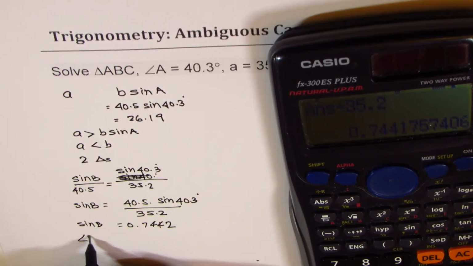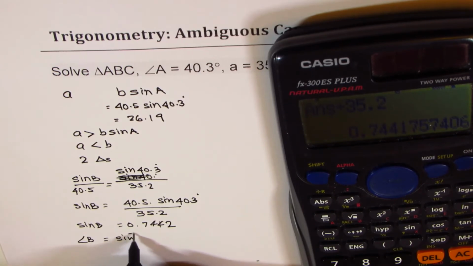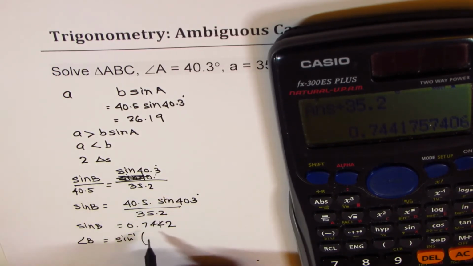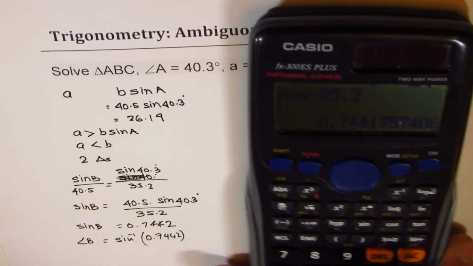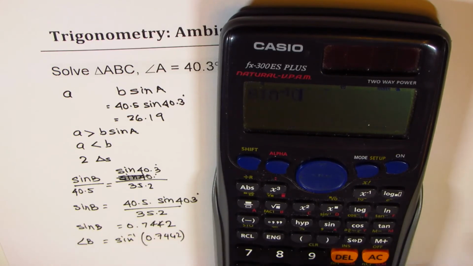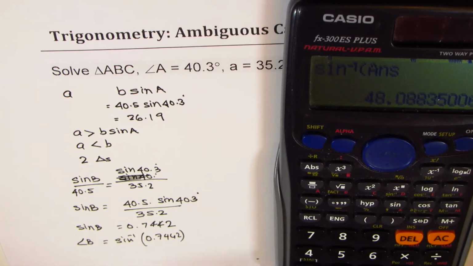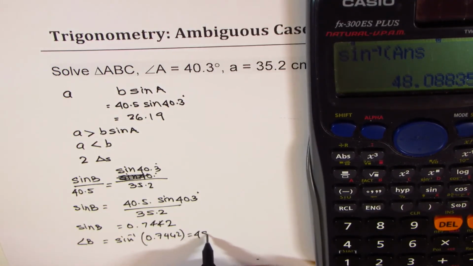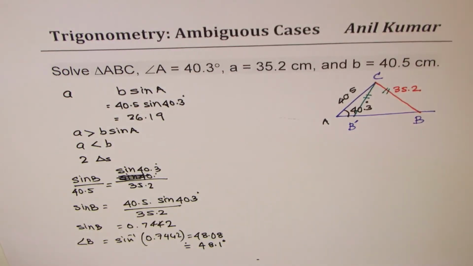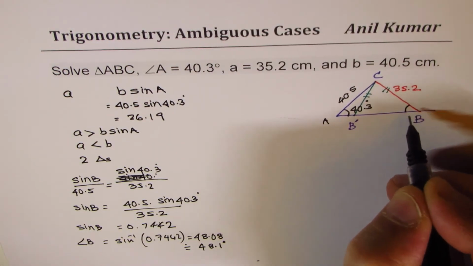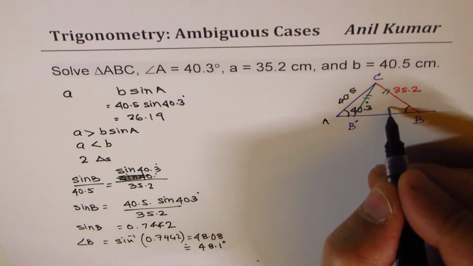So angle B is equal to sine inverse of this. You could do all this in one step also, right? So we'll say 0.7442. I'll use this value. So the shift sine inverse of our answer is equal to 48.08. Rounding to one decimal place gives us 48.1 degrees. So in this particular triangle, we get this angle as 48.1.